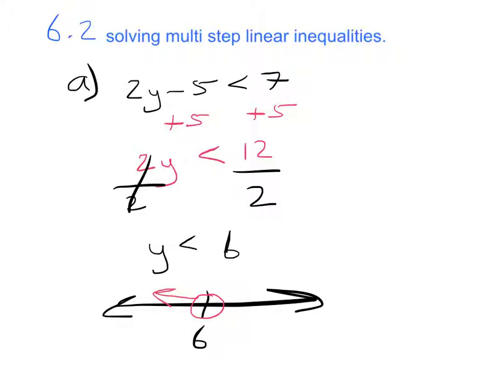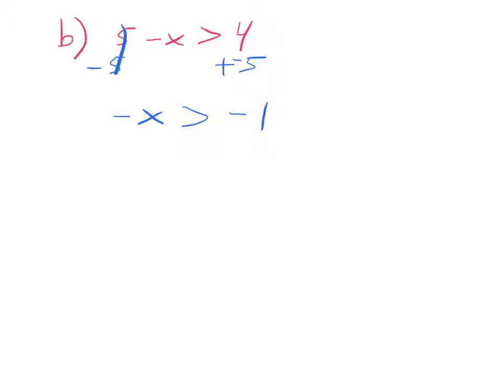Let's look at another example, B. 5 minus x is greater than 4. Now we need to be careful. I'm going to subtract 5 from both sides. Nothing changes. I have negative x is greater than negative 1. Remember, add the opposite and you subtract, you get negative 1. Here we need to remember that the number in front of x is a 1.